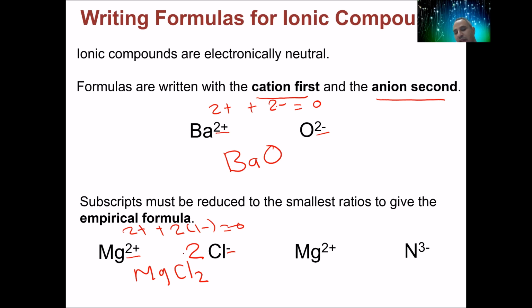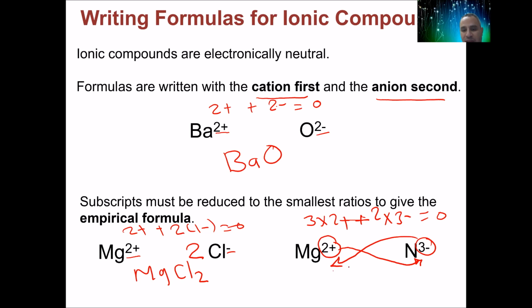In general, in order to have the combination in a neutral ratio, you will take the charge of the cation, make it the subscript of the anion and vice versa. And that is going to give you the correct neutral formula for the compound. For this example here, in order to make it neutral, you need to have 3 times 2 plus of magnesium combined with 2 times 3 minus of nitrogen to make the combination neutral. So you will basically write magnesium, take the charge of nitrogen as a subscript for magnesium, and then nitrogen with the charge of magnesium as a subscript for nitrogen.